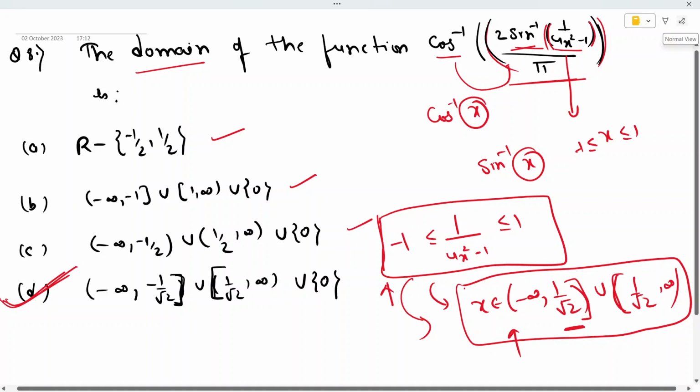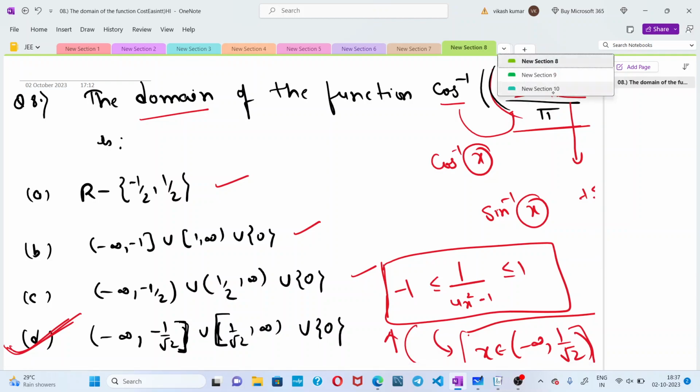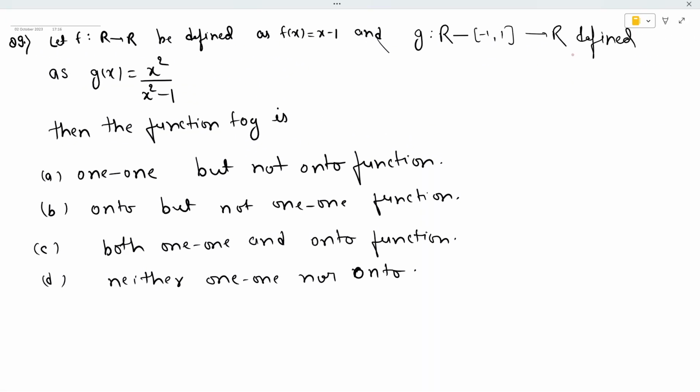So let's move to the next question, question 9. What does question 9 say? You are given a function from R to R, defined as f of x is equal to this and this, and g of x is this. Then what is f of g?